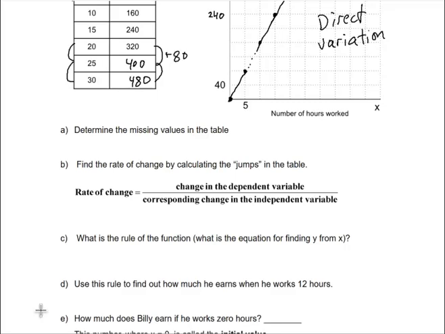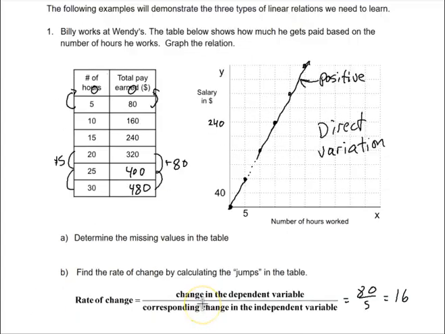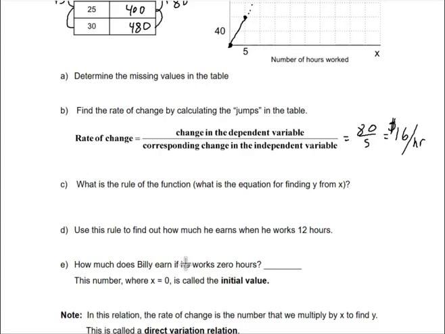This is going up by 80. This is going up by 5. And so that's going to be 80 over 5, which reduces to 16. The units on this are based on what we see in the example. The dollars is the y value, so it's going to be $16. And the x value is the number of hours worked. So that's going to be $16 per hour. That's going to be this person's rate of pay.